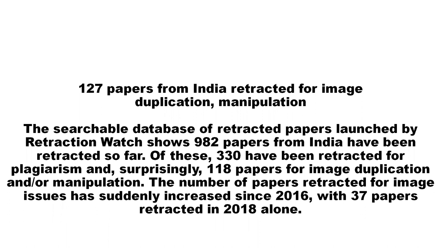The search database of retracted papers launched by Retraction Watch shows 982 papers from India have been retracted so far. Of these, 330 have been retracted for plagiarism, and surprisingly, 118 papers for image duplication and manipulation. The number of papers retracted for image issues has suddenly increased since 2016, with 37 papers retracted in 2018 alone.